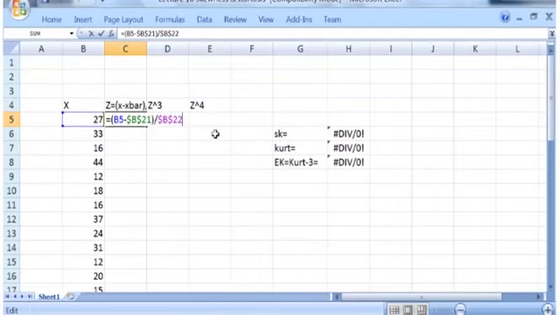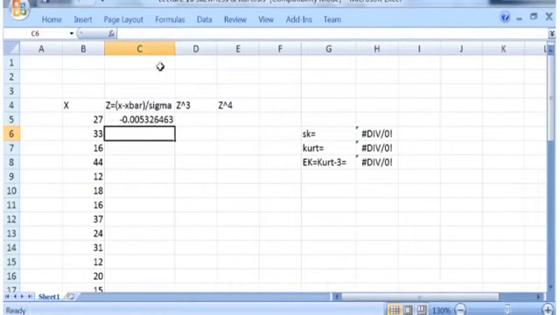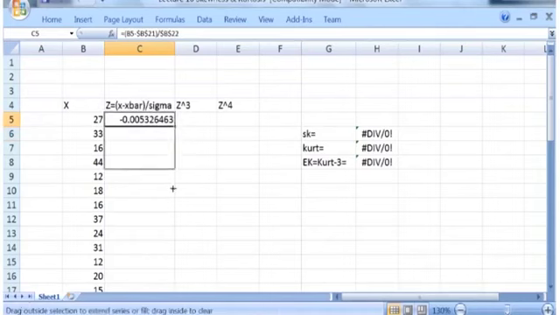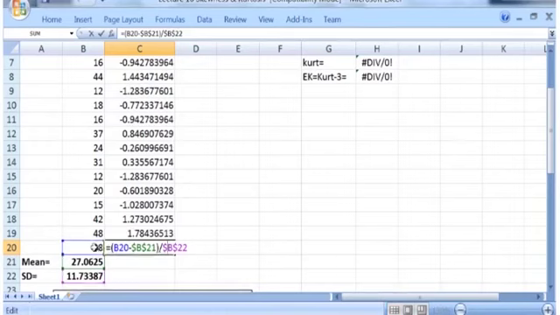Just subtract the sample mean from each observation and divide this difference by the standard deviation. So press enter. This is x minus x bar. I'm going to adjust the width of this cell so you can copy it down throughout. You can see that this is x minus x bar, our sigma.